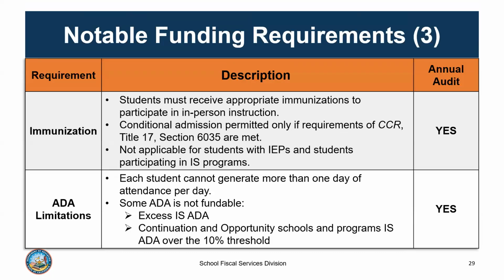The immunization requirement will be checked for compliance during the annual audit. Students must receive appropriate immunizations to participate in in-person instruction in California public schools. Conditional admission is permitted only if the requirements of CCR Title 17, Section 6035 are met. Immunization requirements are not applicable for students with IEPs and students who do not receive classroom-based instruction.